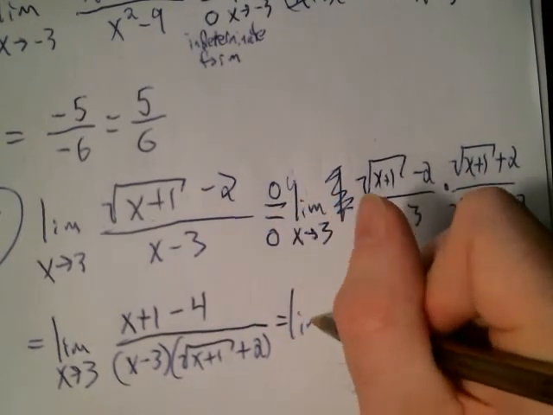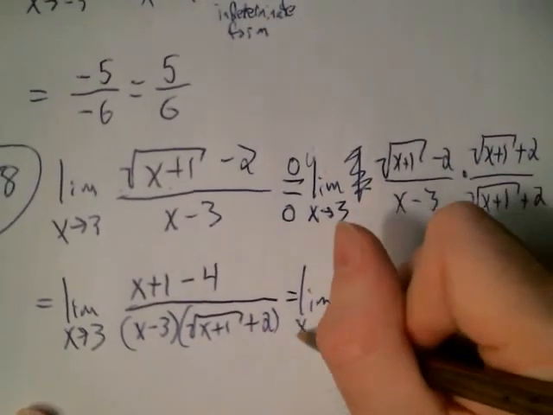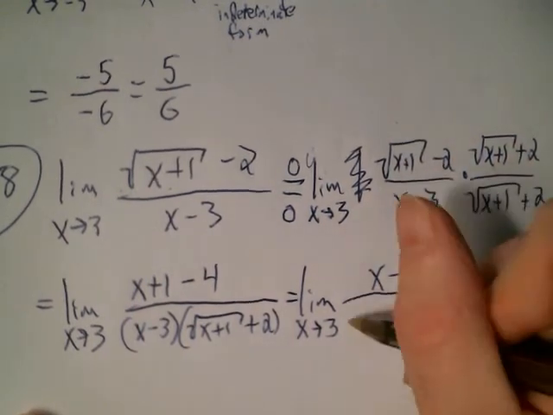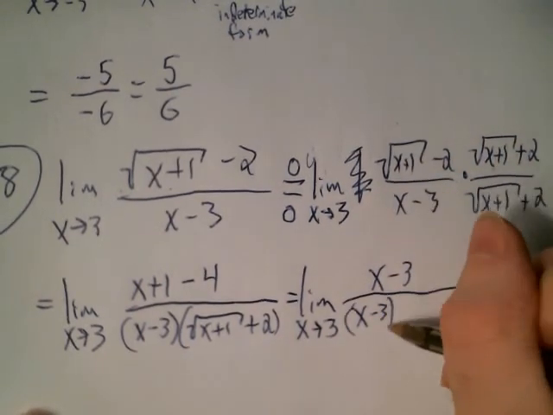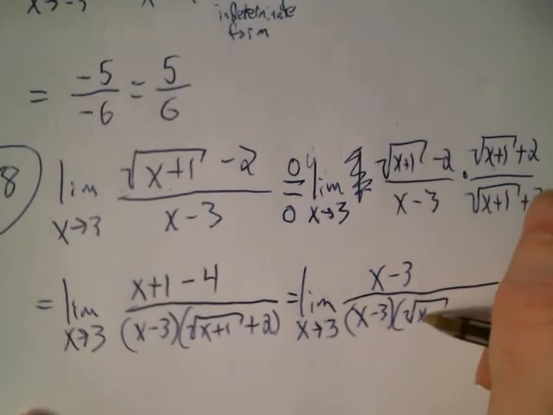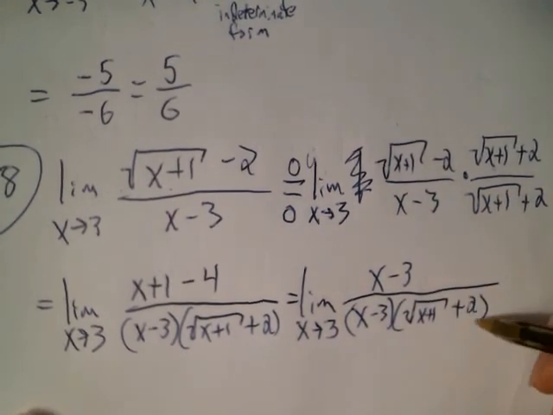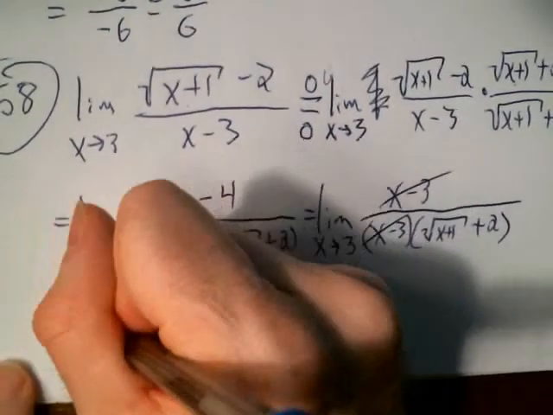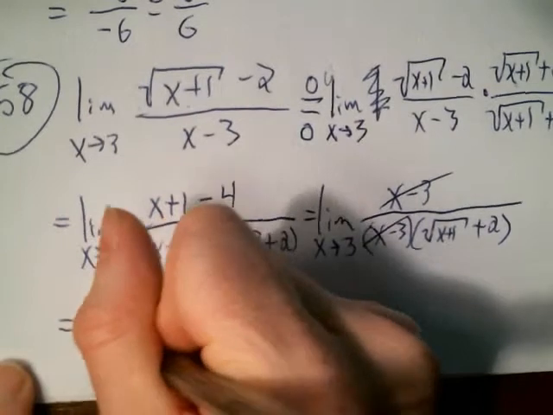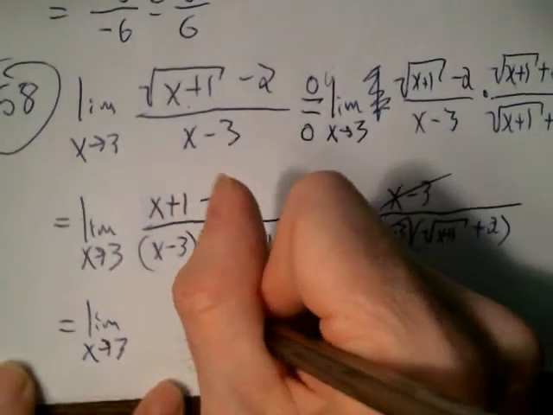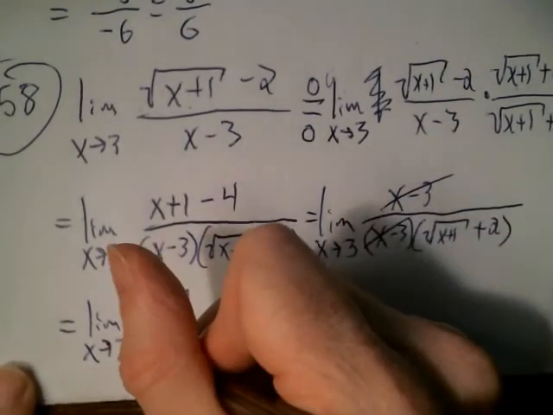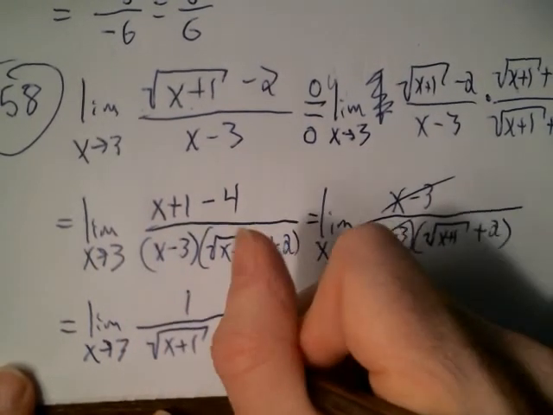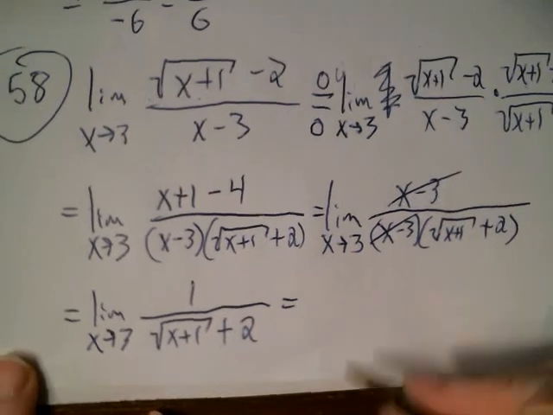Okay, so simplify the top and see what you get. Oh, that's why you didn't want to multiply it out, right? So nice little cancellation there. The x minus 3's go away. And then you're going to have to check by substitution again and see if you are good to go. So I have square root of x plus 1 plus 2. And sure enough, I have an answer.